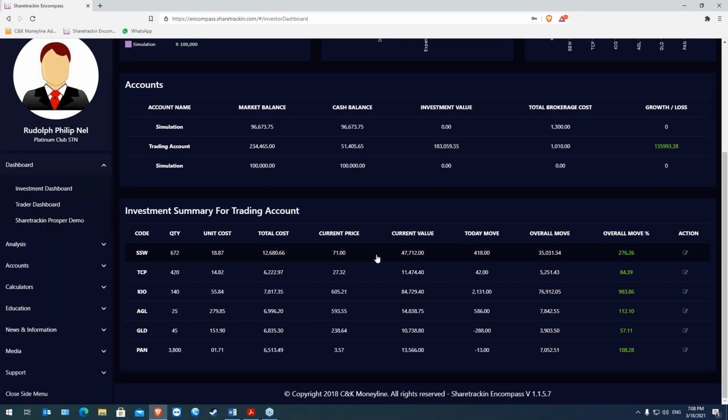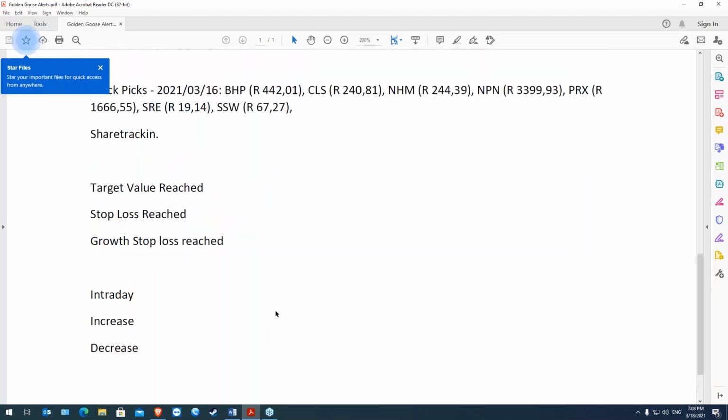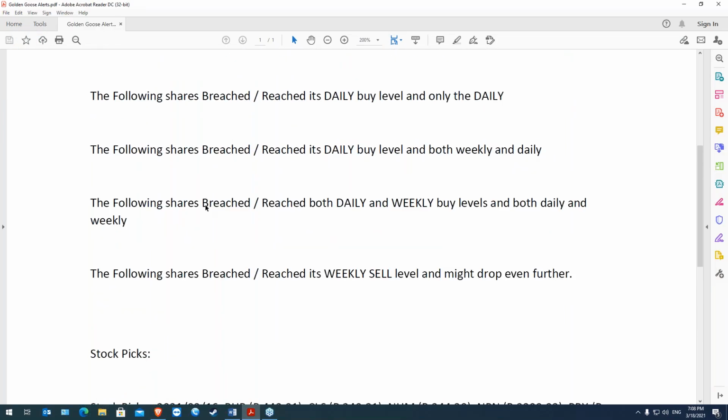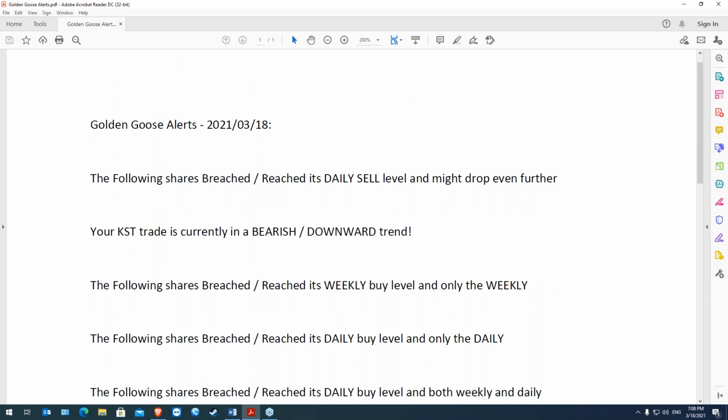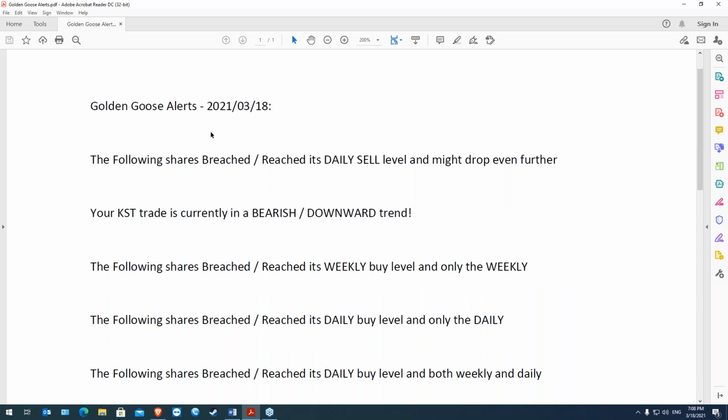Now obviously those SMS notifications you only set up once you've bought your shares. Now what about the other SMS notifications, like for instance my Golden Goose SMS notifications or my stock pick SMS notifications that I get? If we go right to the top here, this is more or less how they will look. This is basically the Golden Goose alerts for today.